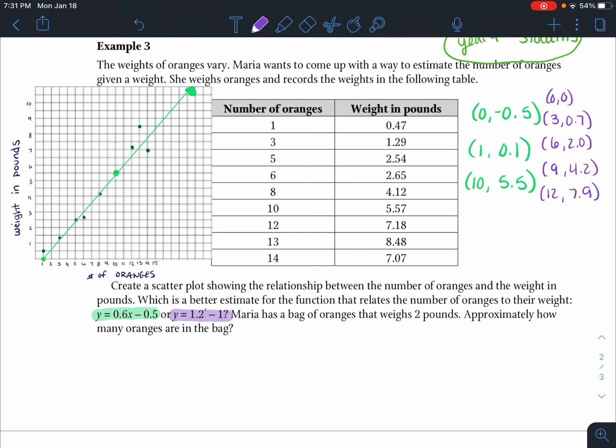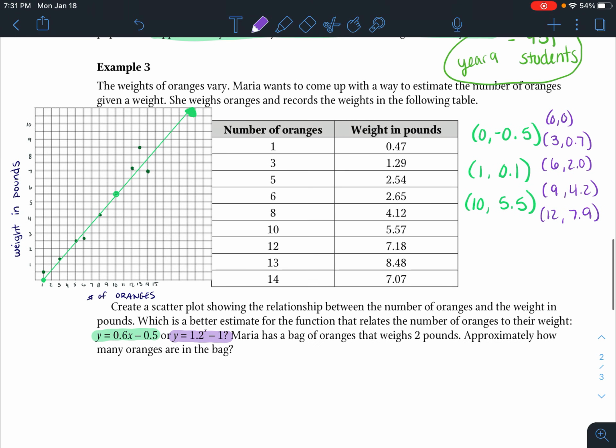Now there's no rhyme or reason to what numbers you pick. You can pick evens, odds, just make sure that you have some on the low end, some on the high end, so you get the best picture. So we're going to put those on there. We have one at 0, 0. We have 3 and 0.7. We have 6 and 2.0. 9 and 4.2. And then 12 and 7.9. Again, remember, exponential is going to follow that curve. It's going to look like this.